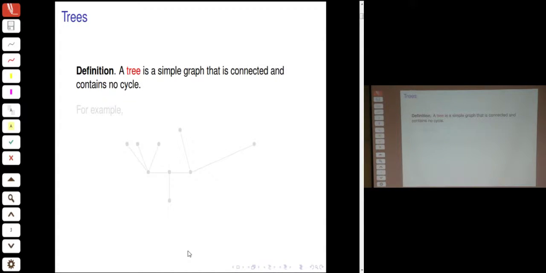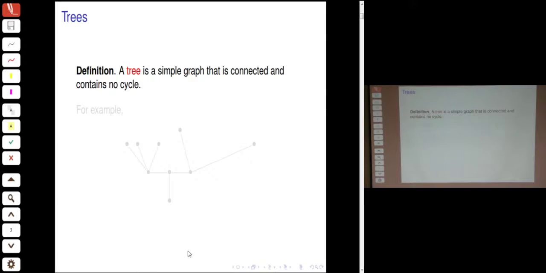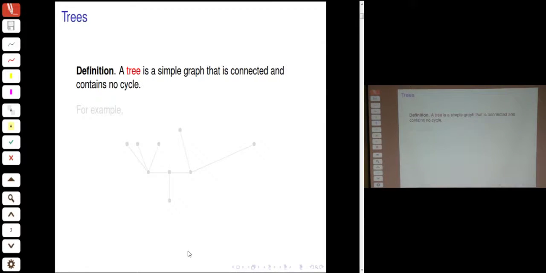There's no cycle, so that's the most important information. Connected is as you expect. Usually when we deal with graphs, we only care about connected graphs. In other words, it's just one piece. But for the tree, the most important characterization is that it has no cycles.